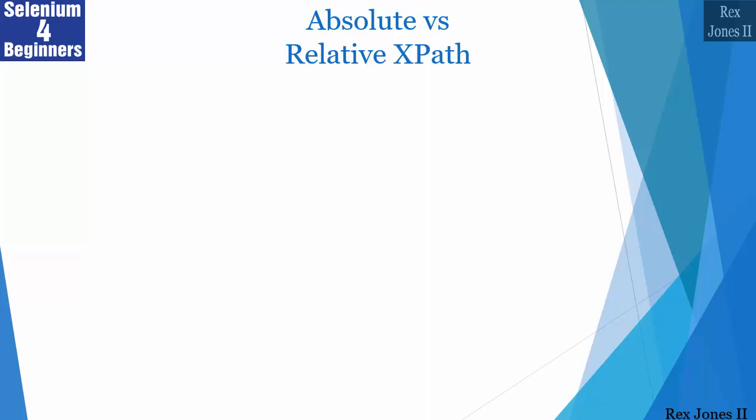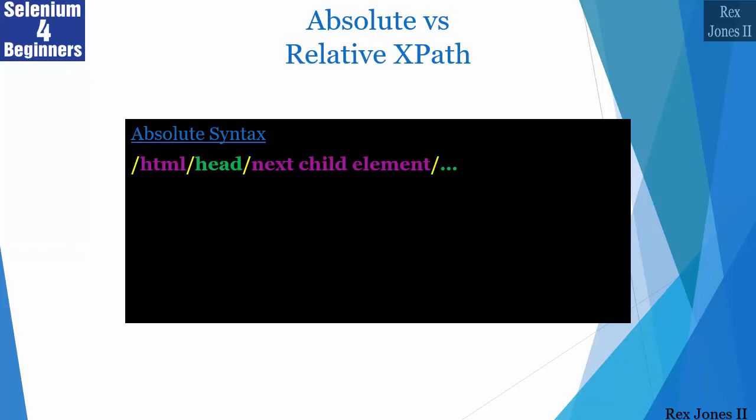There are 2 types of XPath, absolute and relative. Here's the syntax for an absolute XPath. The absolute XPath always begins with the root element, which is HTML. It can start with a / before HTML or without a / before HTML. However, a / will always come after HTML, followed by head or body as the next element, and stop with the last element.